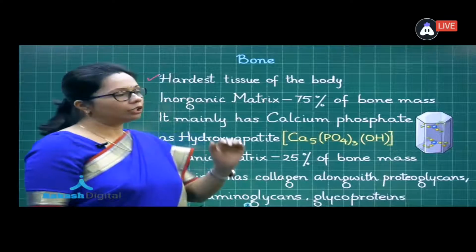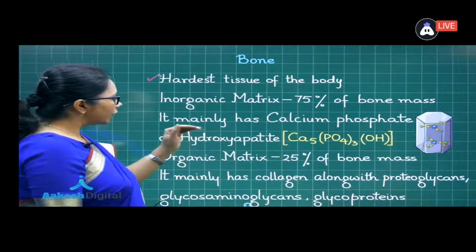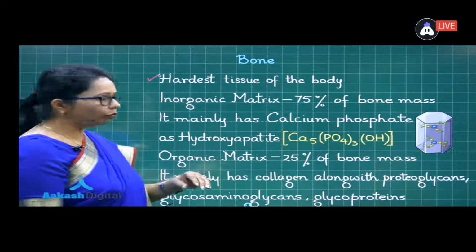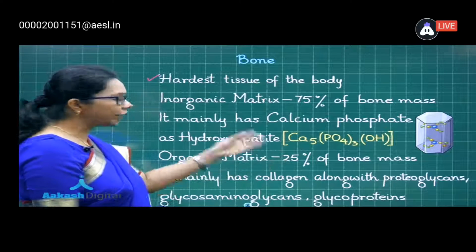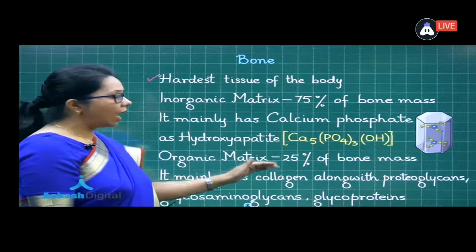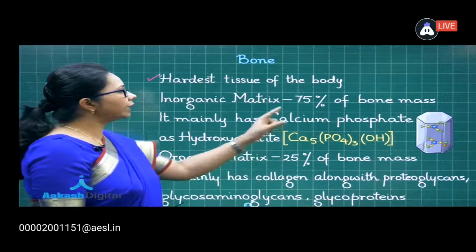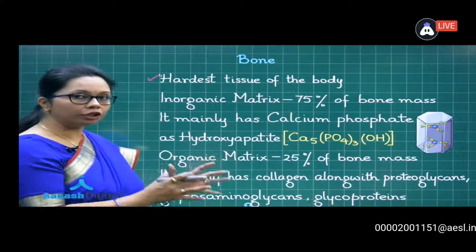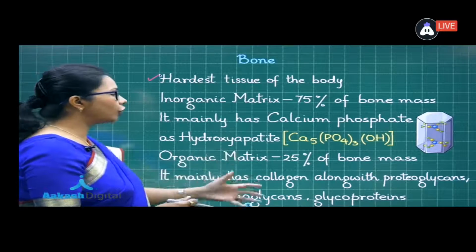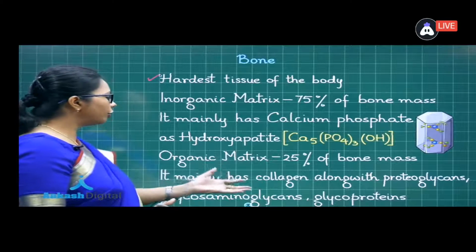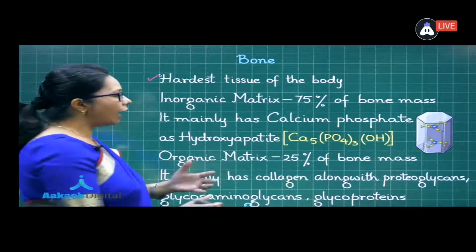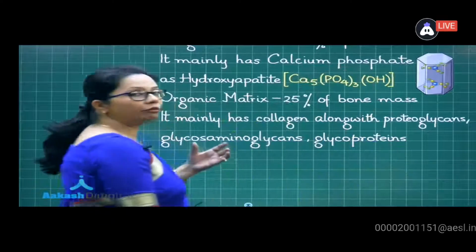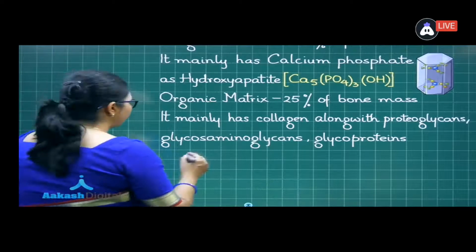and this structure forms a hexagonal crystal structure. Then there is the organic matrix, which makes up 25% of the bone mass, and out of that 25%, 90% is collagen, and this collagen is binding these hydroxyapatite crystals. So both of them in combination form the structure within the matrix, and along with collagen there are proteoglycans, glycosaminoglycans and glycoproteins. And one specific protein, the way we mentioned chondrin in the case of cartilage, here it is ossein.